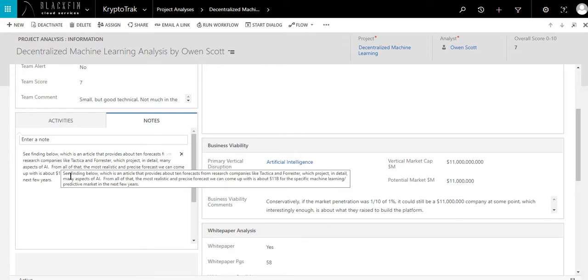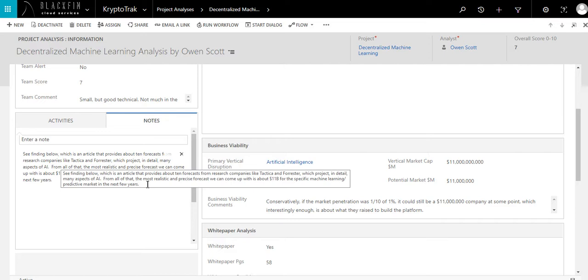Here's a finding below, but this is an interesting, there is a finding below, but this is just a note. And it's basically saying that there's some articles that were written about the forecasting from big companies like Tactica and Forrester, research companies.